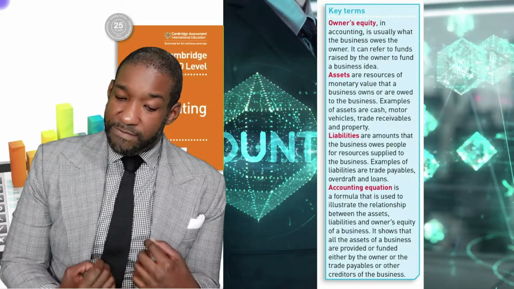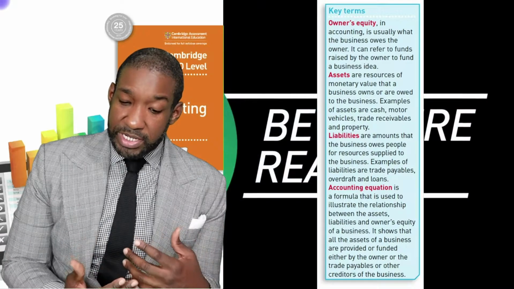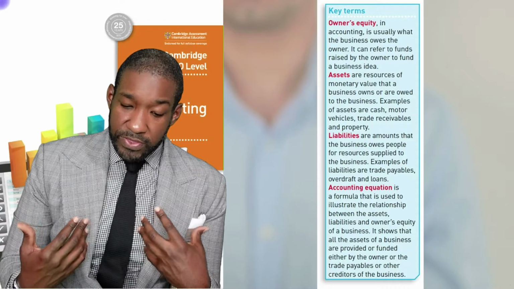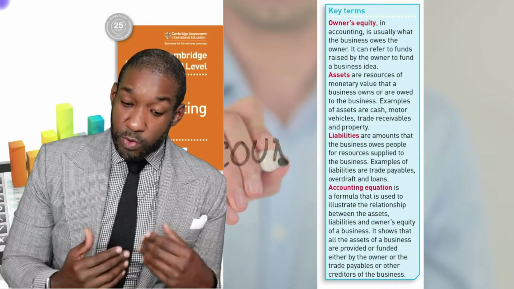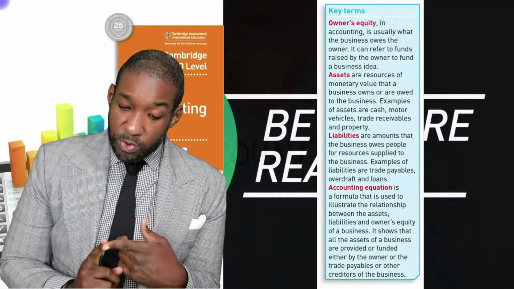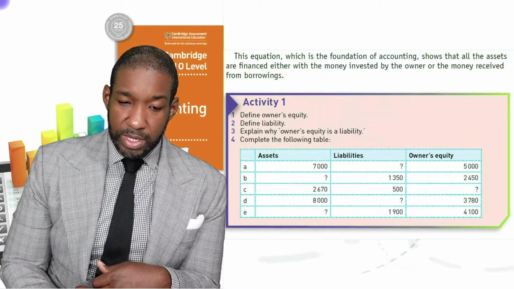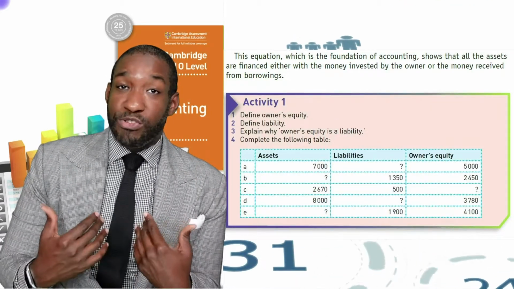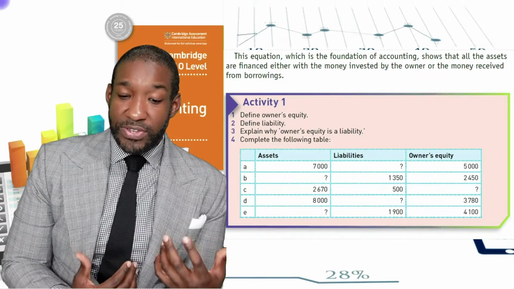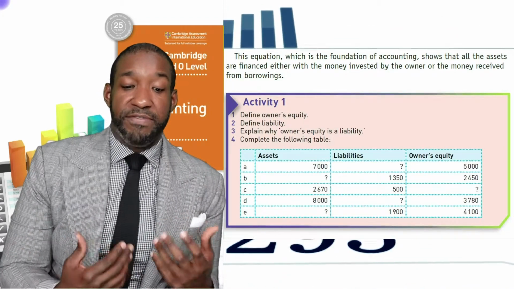Accounting equation is a formula that is used to illustrate the relationship between the assets, liabilities, and owner's equity of a business. It shows that all the assets of a business are provided or funded either by the owner or the trade payables or other creditors of the business. This equation, which is the foundation of accounting, shows that all the assets are financed either with the money invested by the owner or the money received from borrowings.